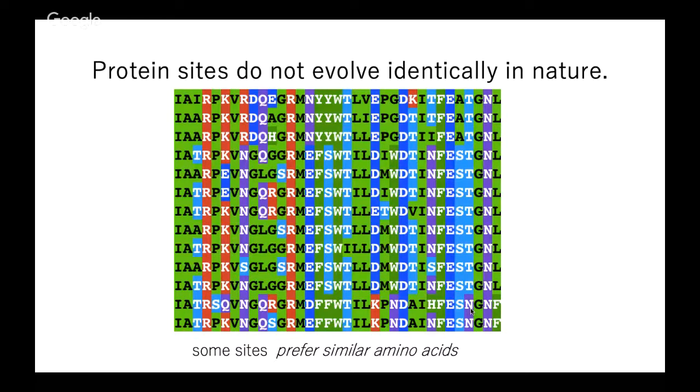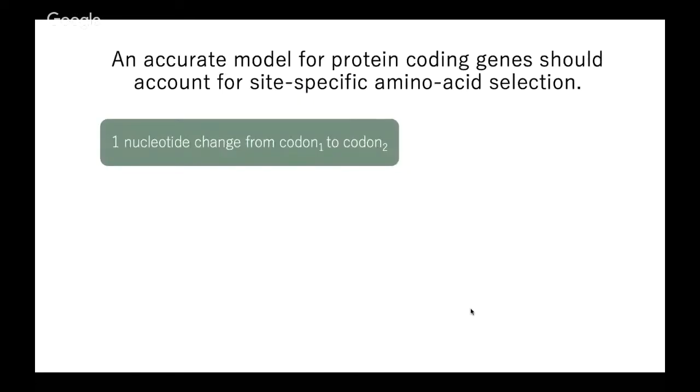But taking a step back and looking at this overall, it's clear that the sites in this protein are not evolving identically. This multiple sequence alignment is certainly not an even distribution of amino acids. So in order to capture this important dynamic of protein evolution, we need to build models which relax the assumption that sites evolve independently. That is, we want a model which accounts for these site-specific amino acid selections and preferences.